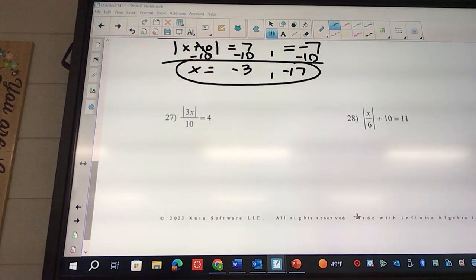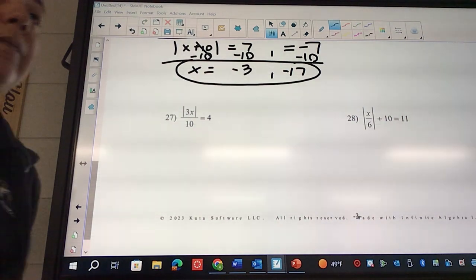Okay, 27. What needs done first? We are going to solve for x, but what's going to get moved first, the 3 or the 10? Okay, so we can't move the 3 because a 3 is stuck inside those bars. So we can't set it to be a negative, so we got to move that 10 first. How do I move that 10?